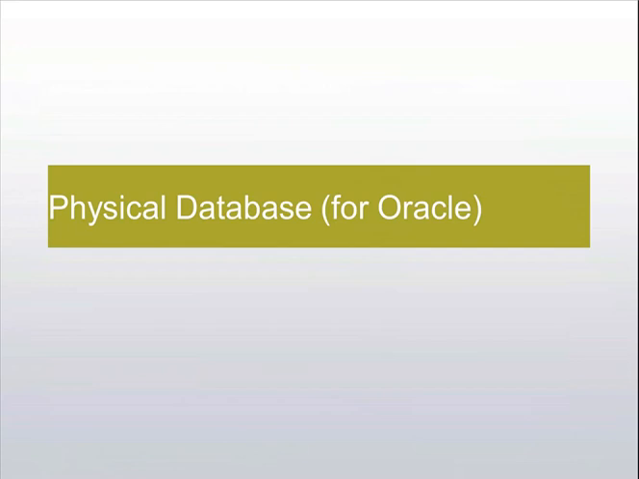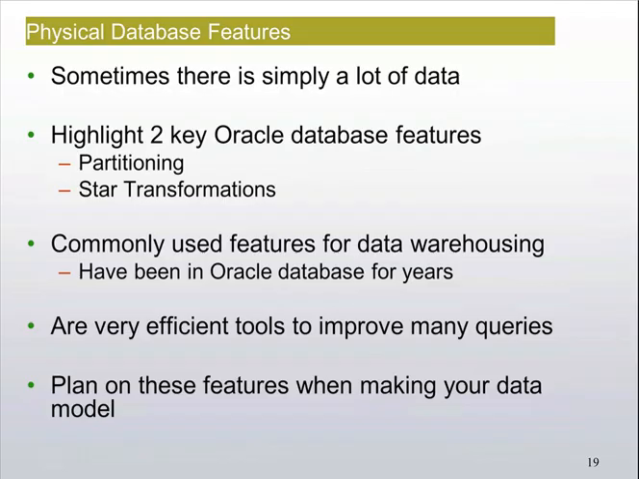Next, I want to talk a little bit about the database itself, some features that we can use in our database. And I'm going to focus really on the Oracle database here. And in particular, I'm going to focus on 2 key features. These are things that we, generally speaking, always want to have in our dimensional models. So we're going to talk about partitioning, and we're going to talk about star transformations.